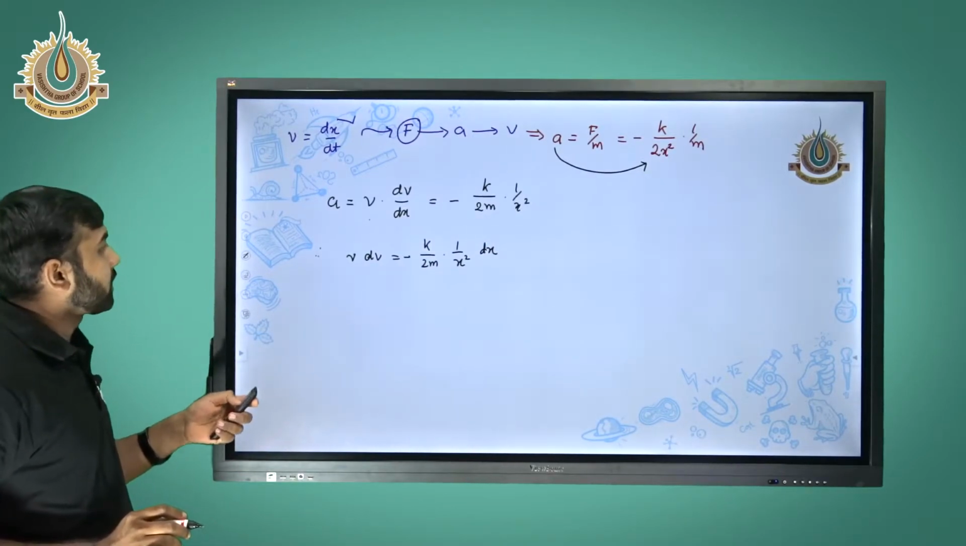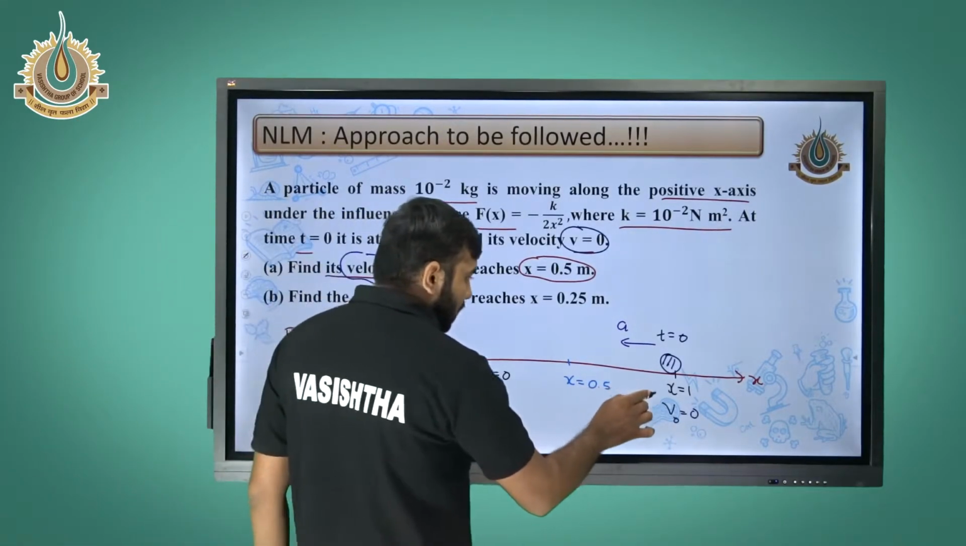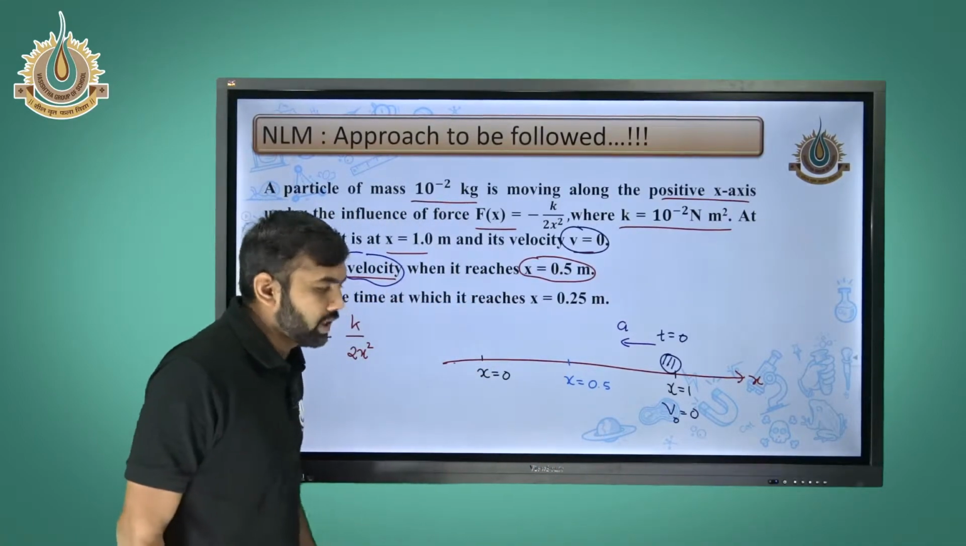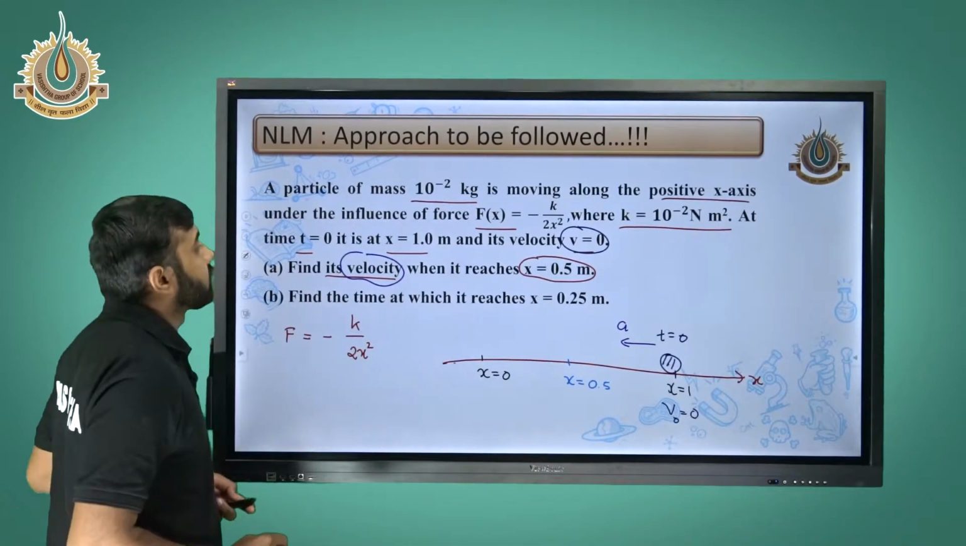Now you take the integration and finally you get the velocity. Before we take the integration, first you choose the limits. The initial position is 1, and the final position is supposed to be x. Then after that we put x is equal to 0.5. So now take the integration in this case.